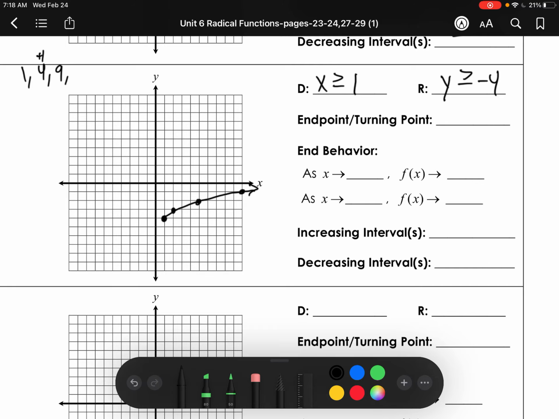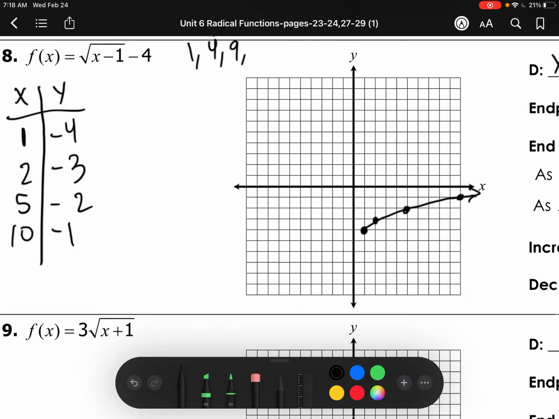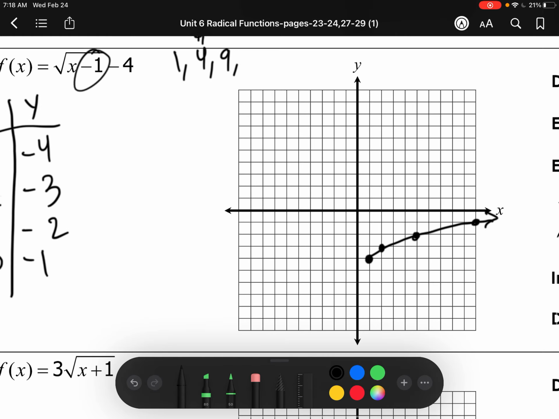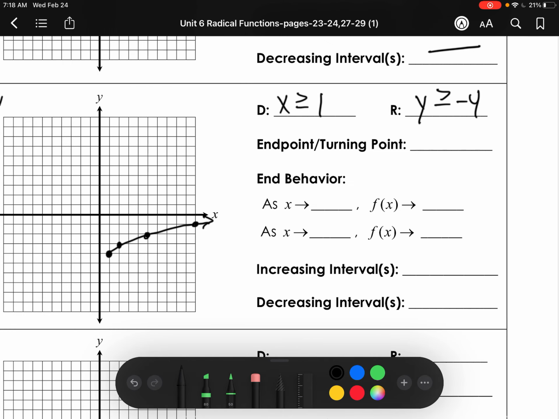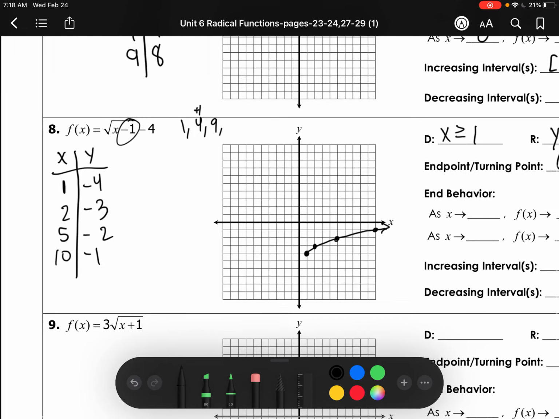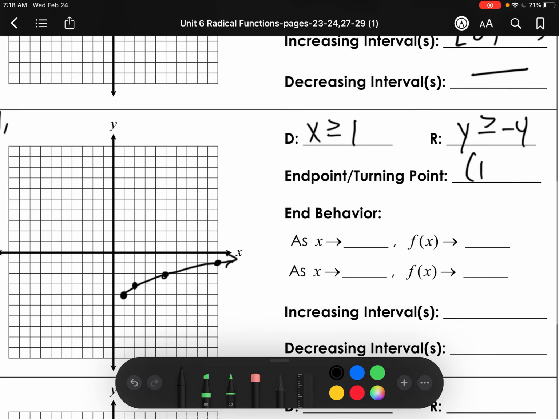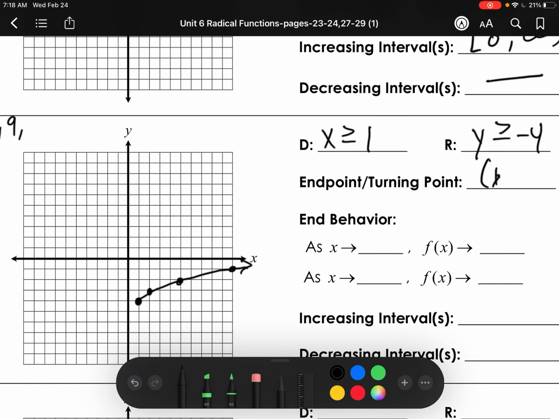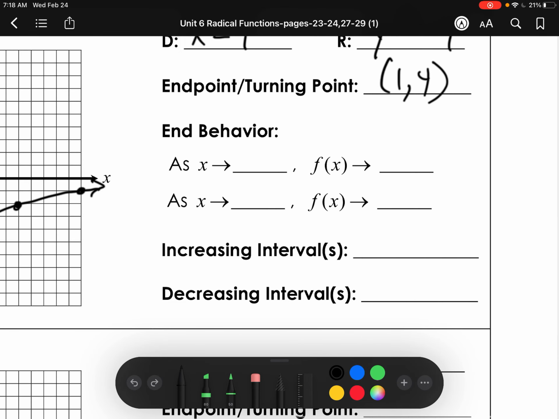Next, we have our endpoint or our turning point, which is (h, k), right? So the opposite of this, which is 1, and then this, which is negative 4. So 1, negative 4. And it's this point right here, right, where our graph ends. Next, for the end behavior, as x approaches infinity, our output is also approaching infinity.